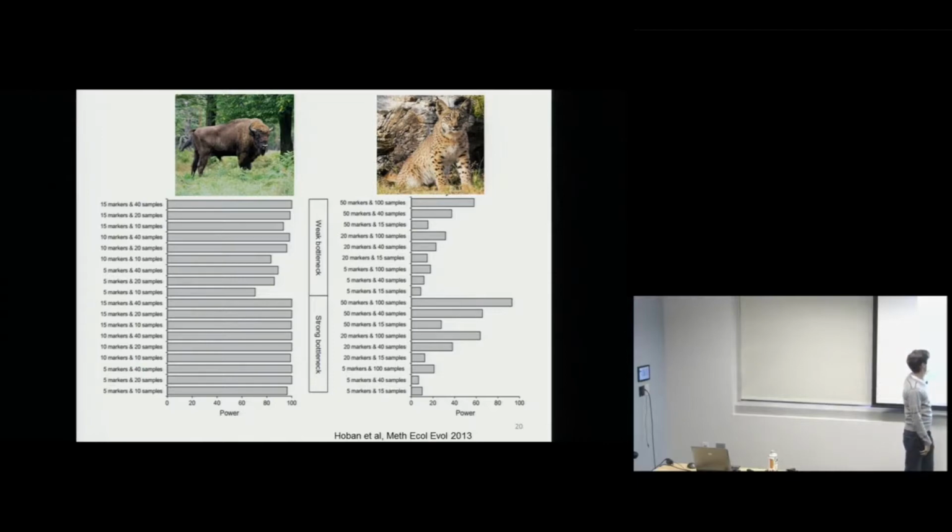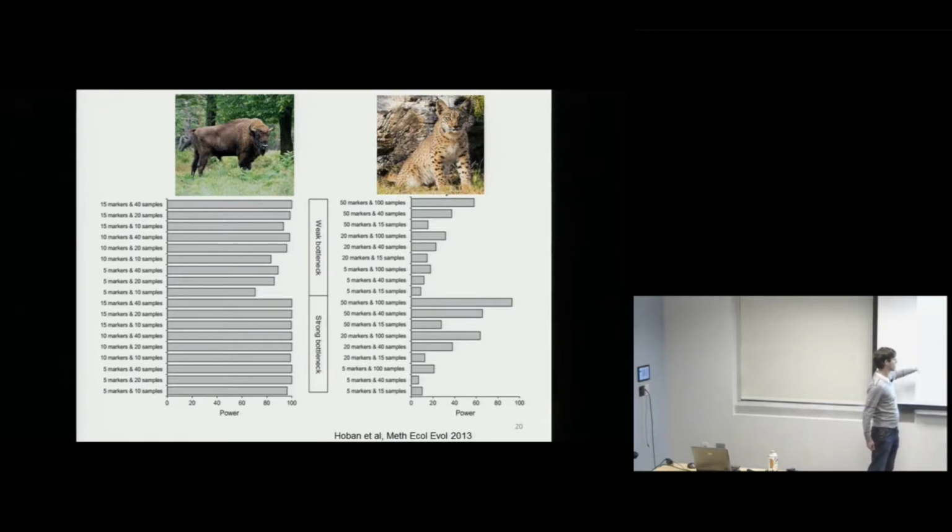Furthermore, it should be apparent that, well, let me start from the beginning. The x-axis is the power of these various studies. The y-axis is the different sampling strategies that we've simulated. So this is increasing the number of samples, increasing the number of markers, increasing the number of samples. For the two scenarios that we simulated, so assuming a smaller historical population size, that's a weak bottleneck, and assuming a larger historical population size, that's a strong bottleneck, what we can do is compare the power of each of these sampling strategies.